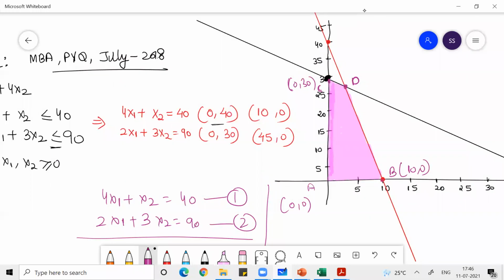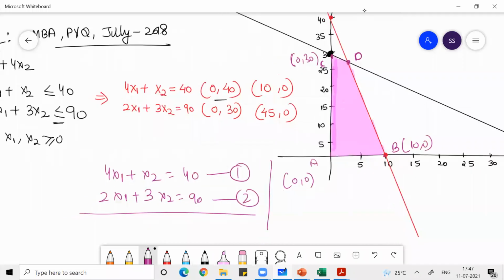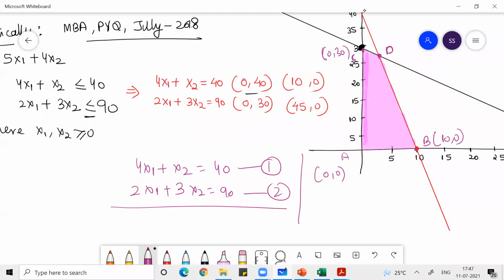So guys, you got the coordinate A, coordinate B, coordinate C. Now to find the coordinate D, which is the point of intersection of these two lines. So how will I find the coordinate D? By simply solving these two equations. You know how to solve the equation, right?